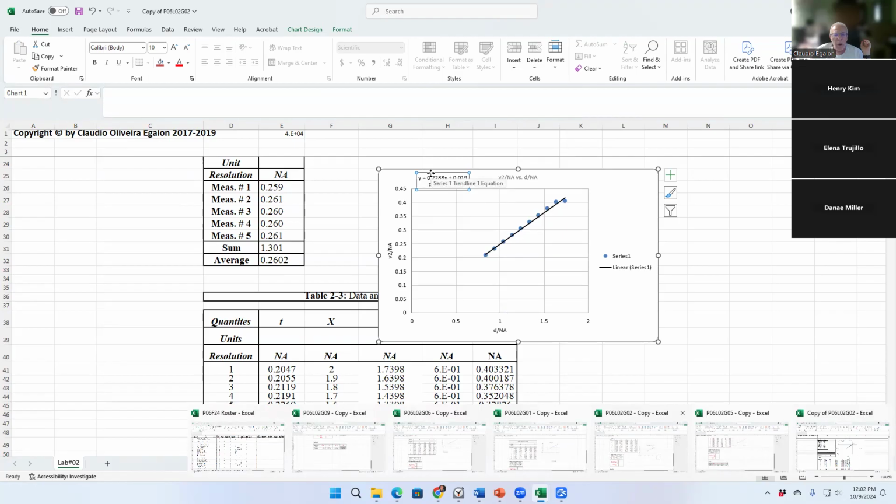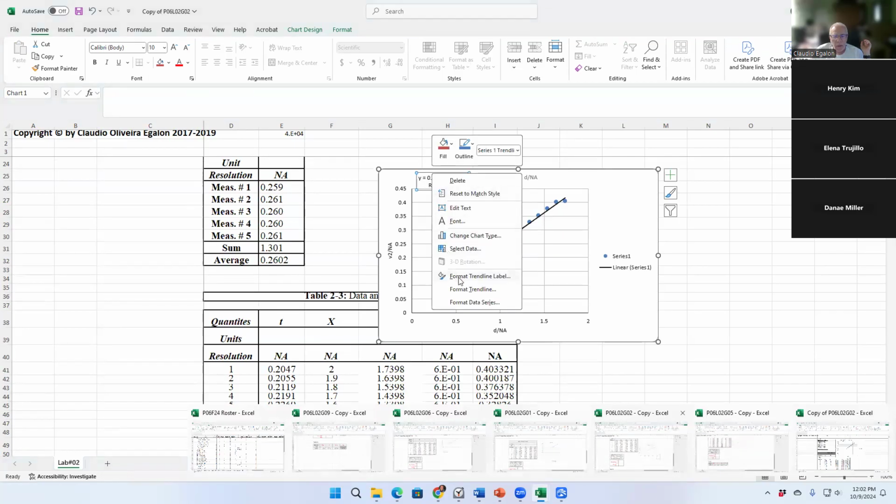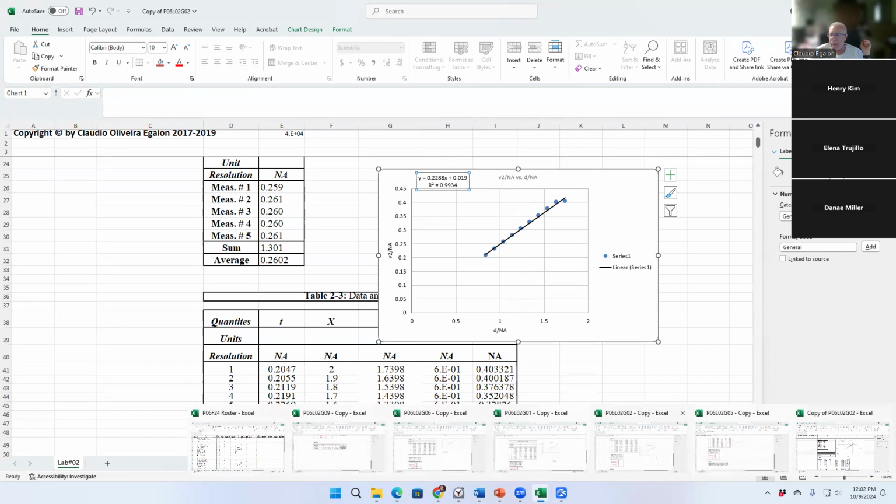Right click, format trend line label. Then you choose the category number, and you choose the number of decimal places. If I want to put 6, for instance, it's going to show 6 there: 1, 2, 3, 4, 5, 6. If you want to display 4, your number is the same as Molly's.